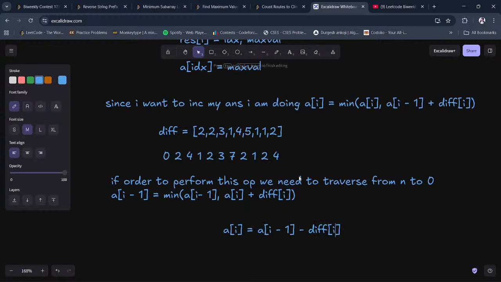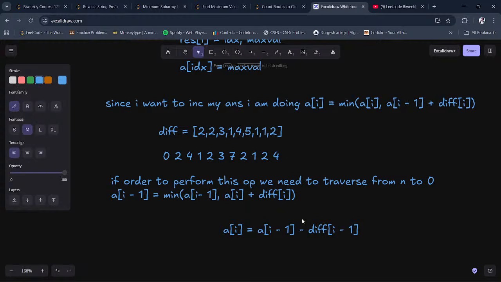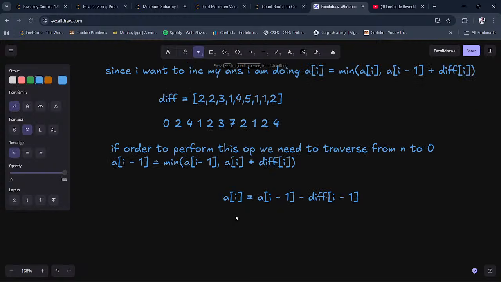If this thing gives me A of I, then A of I minus 1 is nothing but the minimum value to decrement I. Based on this condition, you can rearrange the numbers. A of I minus 1 is nothing but A of I plus difference of I.